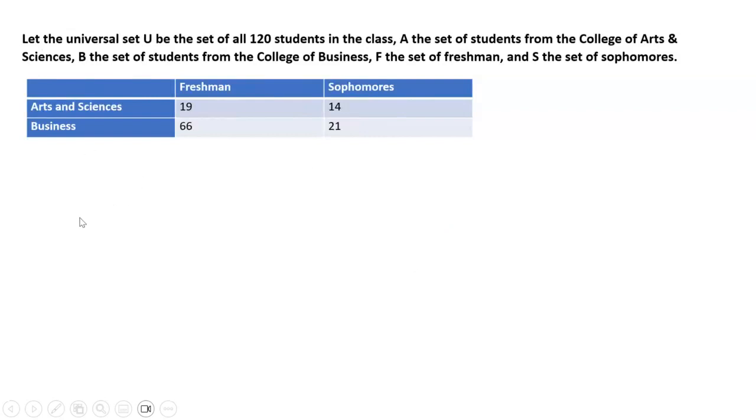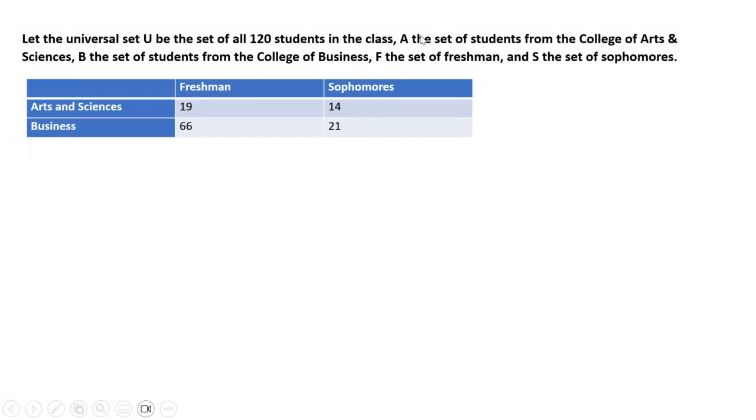For numbers 5, 6, 7, and 8, here's what they give us. Let the universal set U be the set of 120 students. If you add these, it's going to be 120. Okay, these plus these. And the capital A is a set of students from the College of Arts and Science. The capital B is a set of students from the College of Business. And F is a set of freshmen. And S is a set of sophomores, right?